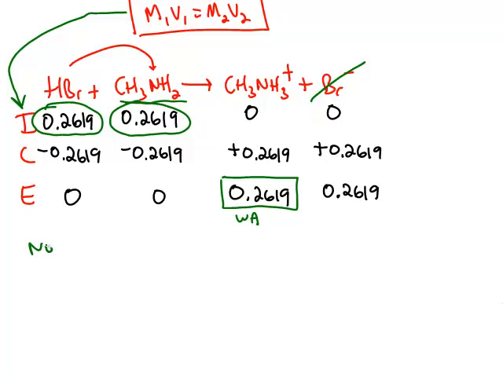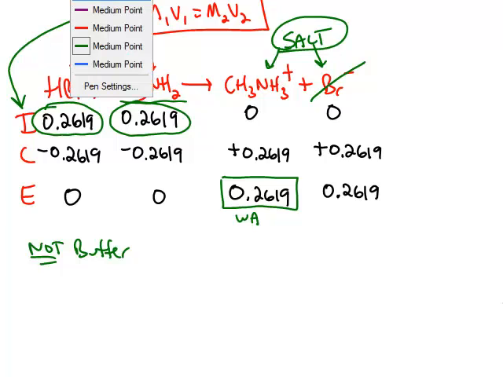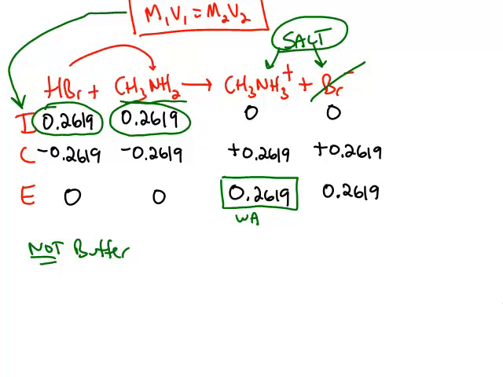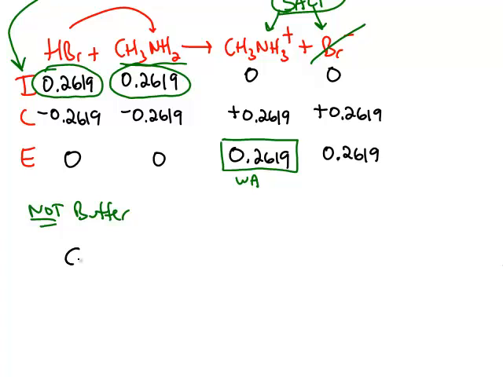However, this is not a buffer because we don't have any of the weak base. You need both components to make a buffer. So all we have here is the cation. And remember, at the equivalence point, the pH is controlled by the salt that's made. The salt, we have the cation and the anion, and we know that the cation reacts with water. So we have to do a second ice chart at equivalence.